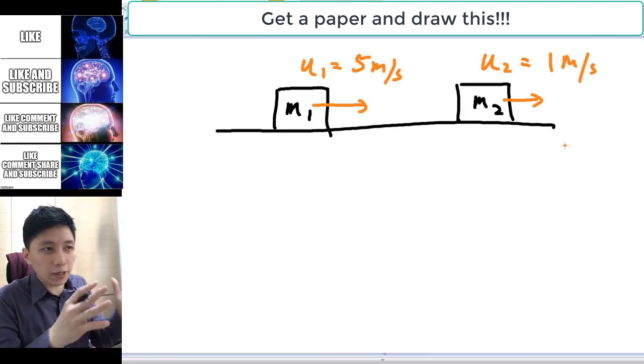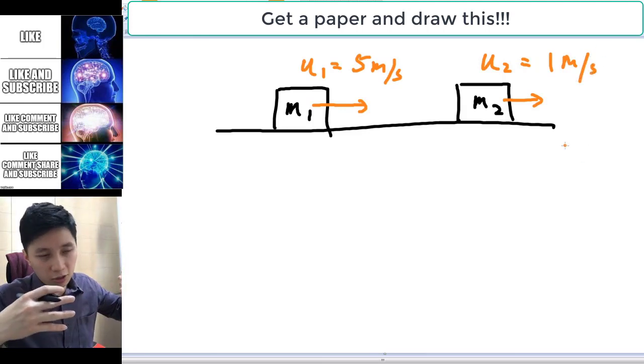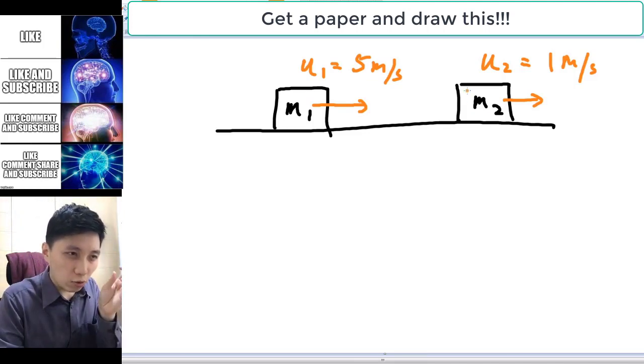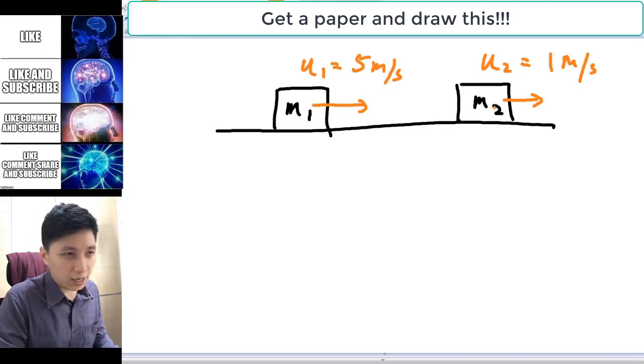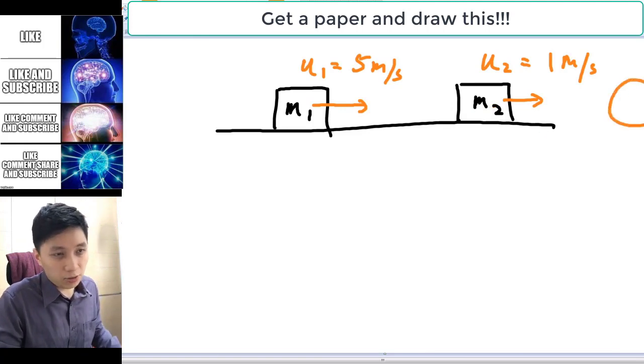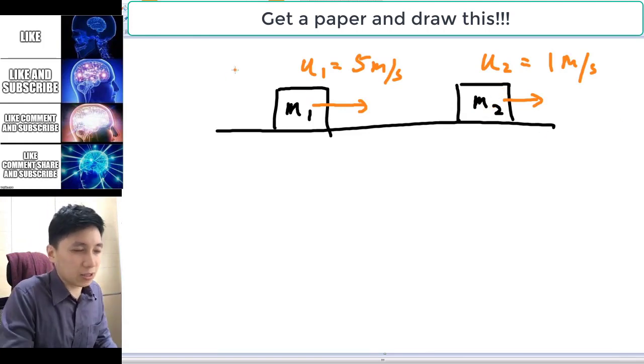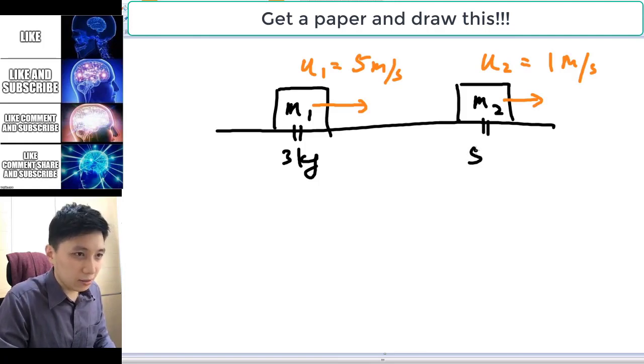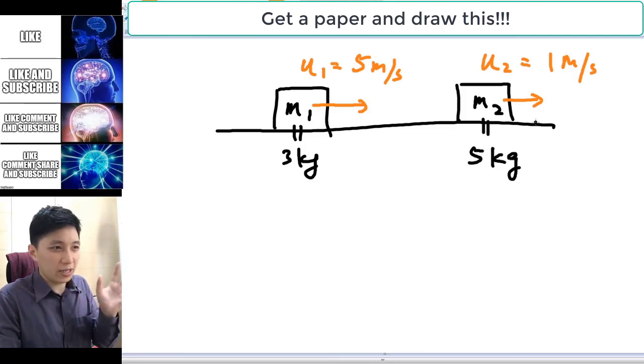So well, obviously m1 is eventually going to collide with m2 because it's moving faster, although they won't collide at the same spot where they start. So maybe somewhere around here, I don't know. I mean, they will eventually collide. That's the most important. As for m1, let's say it is 3 kg, m2 let's say is 5 kg. Okay, I just make it up.